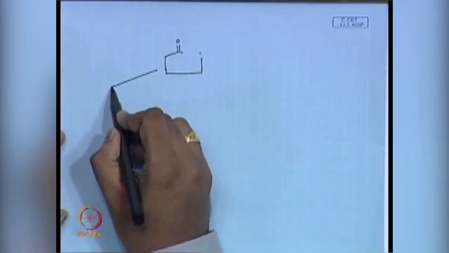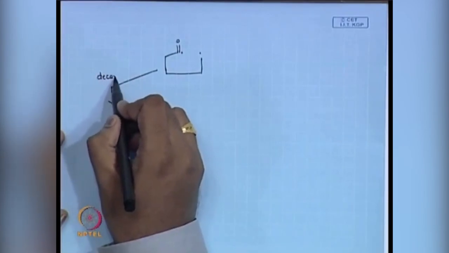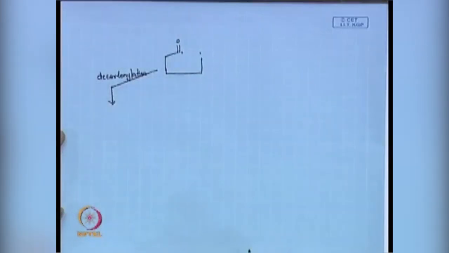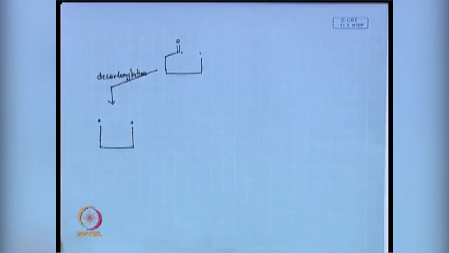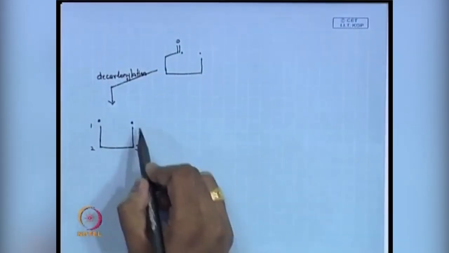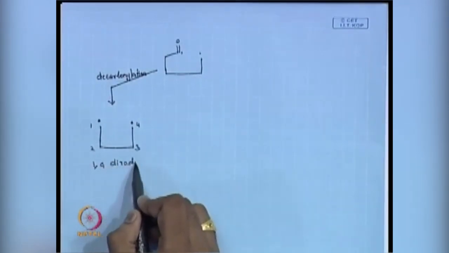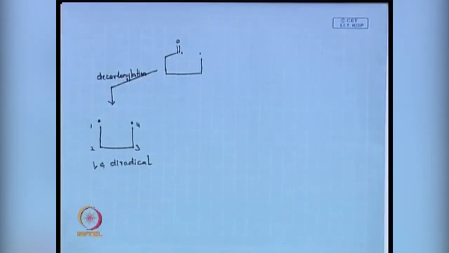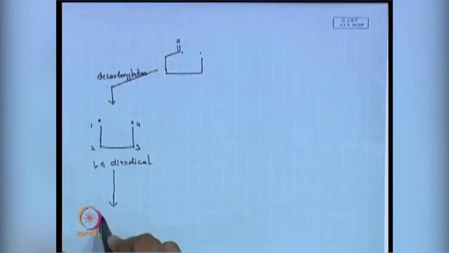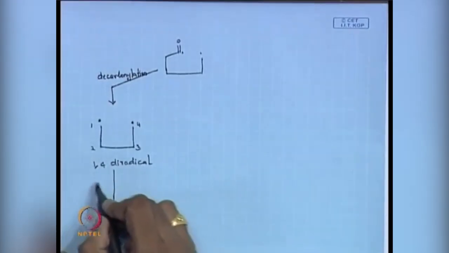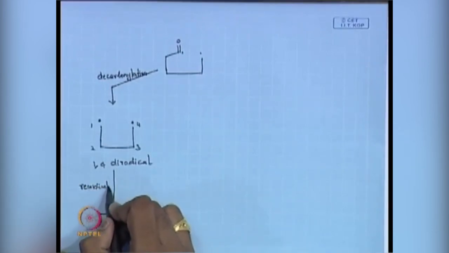So, you know it undergoes decarbonylation. So, what radical are you getting here? 1, 2, 3. We are talking about a 1,4 diradical now. Okay, what does a 1,4 diradical do? First thing, a 1,4 diradical tries to do your recombination to give you systems like this. Recombination is allowed. You call it recombination, or you call it a cycloaddition.